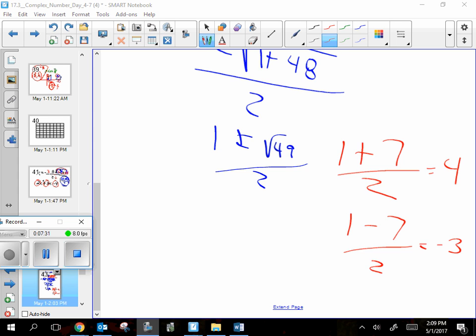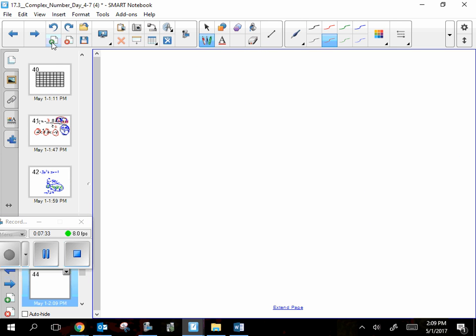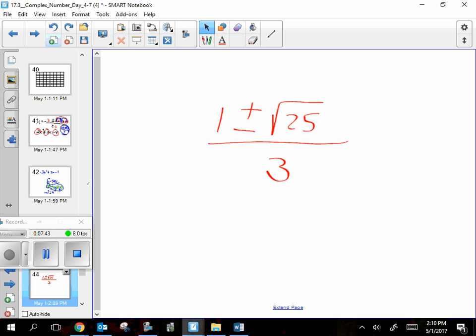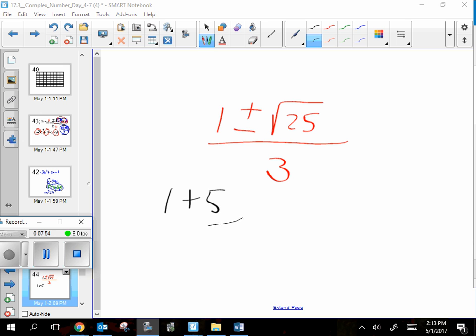All right, one more like that. Let's say we get done with this big problem and it looks like this. 1 plus and minus the square root of 25 all over 3. I'm going to pause for a second until you figure that out. Okay, let's see if you did it right. I hope so. It's 1 plus 5 over 3 and 1 minus 5 over 3.